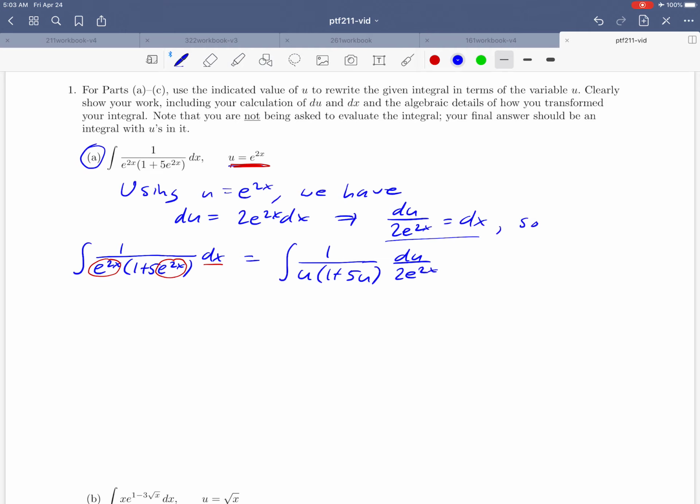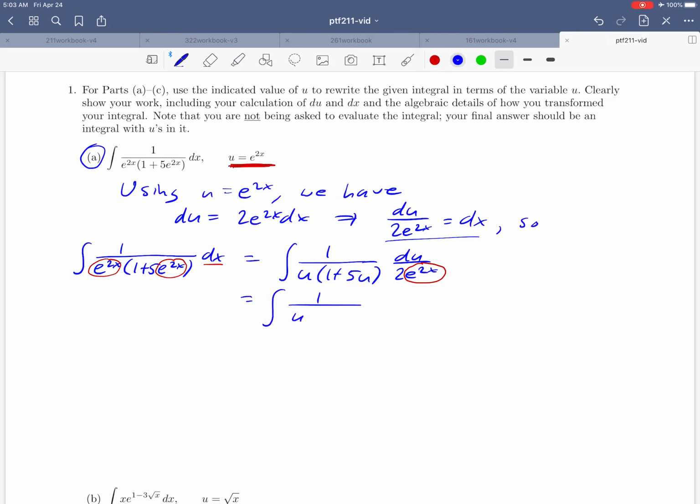Remember the goal is to get the integral rewritten entirely in terms of u. There's one piece that didn't cancel out here, this e to the 2x, but again, looking back up at the top, that's equal to u, so we can fill in a u for that. So this becomes du over 2u. We're essentially done here, but we could simplify a little bit.